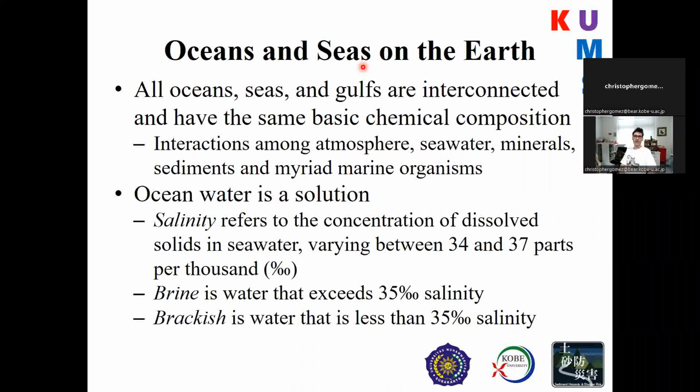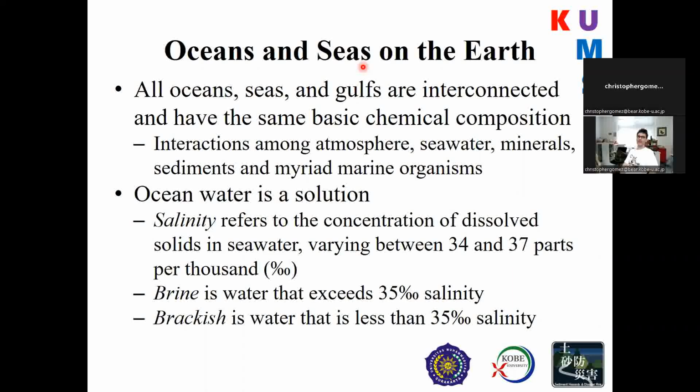So all oceans, seas and gulfs are interconnected, except some inland seas. So you have a few specific inland seas, and they have the same basic chemical composition. Interaction among atmosphere, seawater, animals and sediments, and a myriad of organisms is part of what we call the ocean. So it's not just water. And the ocean water is a solution. So what do we mean by a solution? It means that in the water, you have different elements in solution.